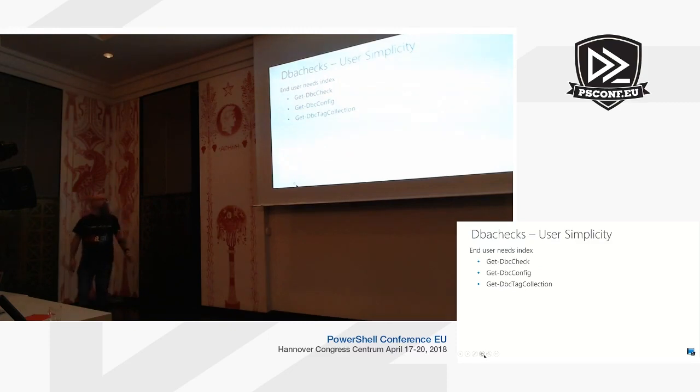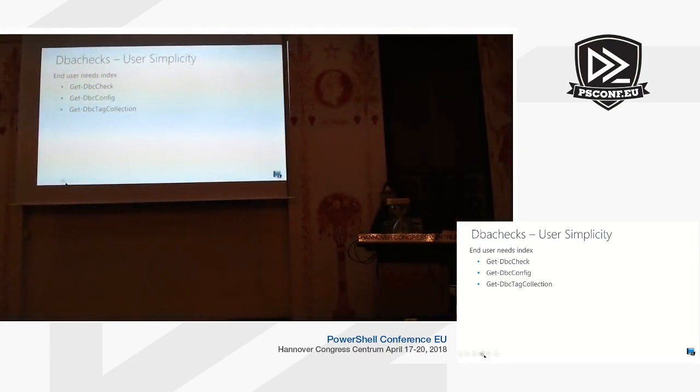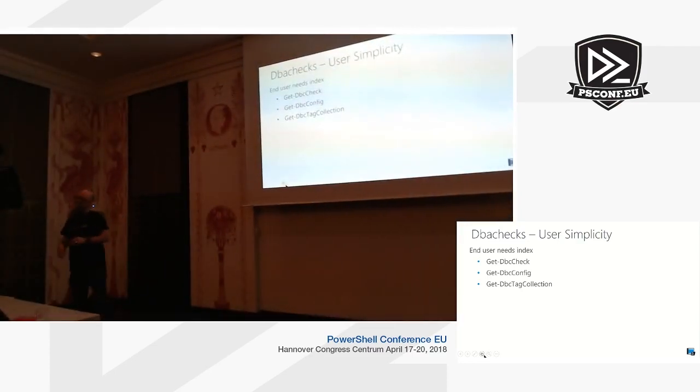Index. So the next thing is what we had talked about a little bit earlier with our indexes. One of the problems with dbatools is there are 395,472 commands or something approaching that number. And even I don't know what they all are or what they all do. We started with 80 tests. We've now got 84 checks. We've got 128 configuration items. That's just going to keep growing.